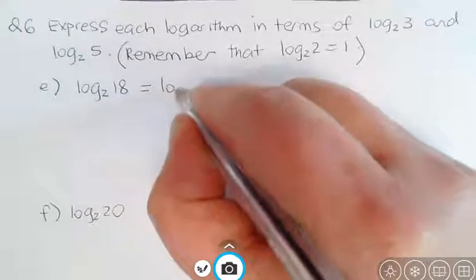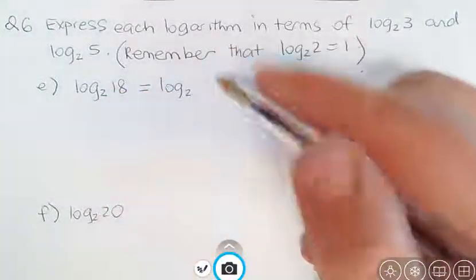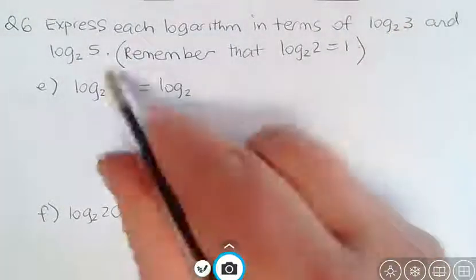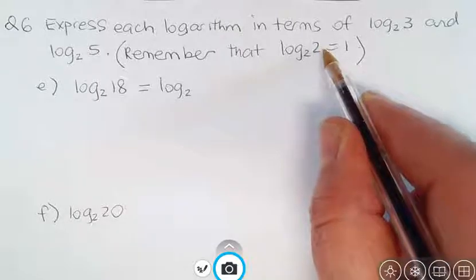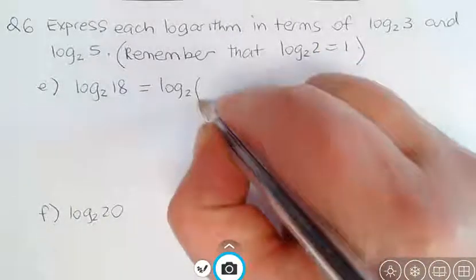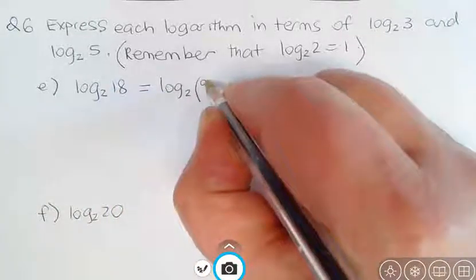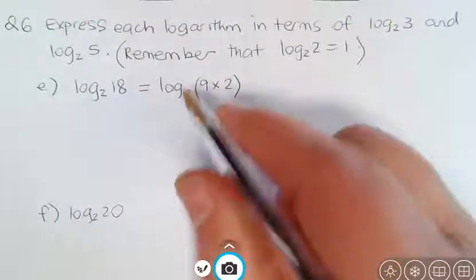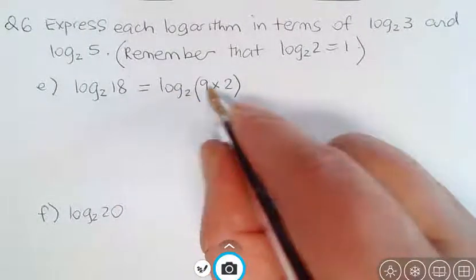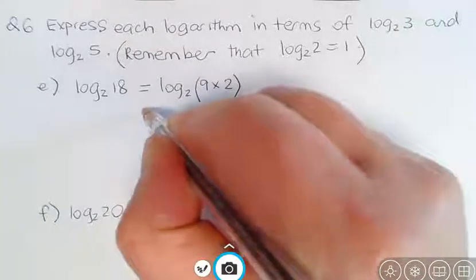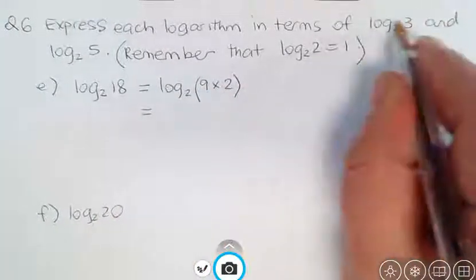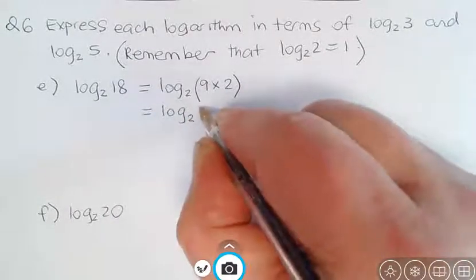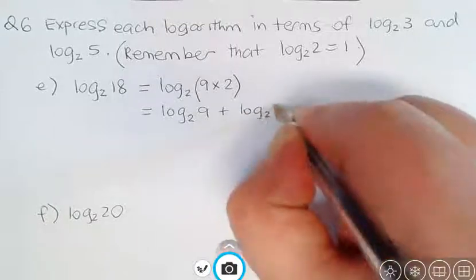So log to the base 2 of 18. We have to think, how can we form the number 18 using 3, 5, but we've also got log to the base 2 of 2 that we can use. Now we know that 18 is 9 times 2. So log to the base 2 of 18 is the same as log to the base 2 of 9 times 2. Now I'm going to break that up, and I know that I haven't used a 3 yet, but we're going to use that in a minute. So that's the same as log to the base 2 of 9 plus log to the base 2 of 2.